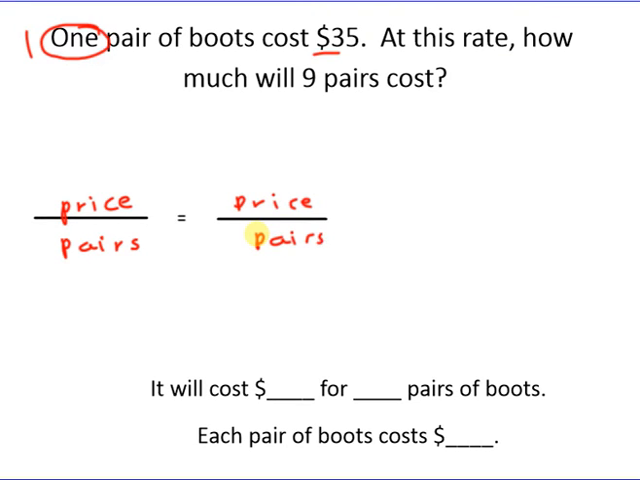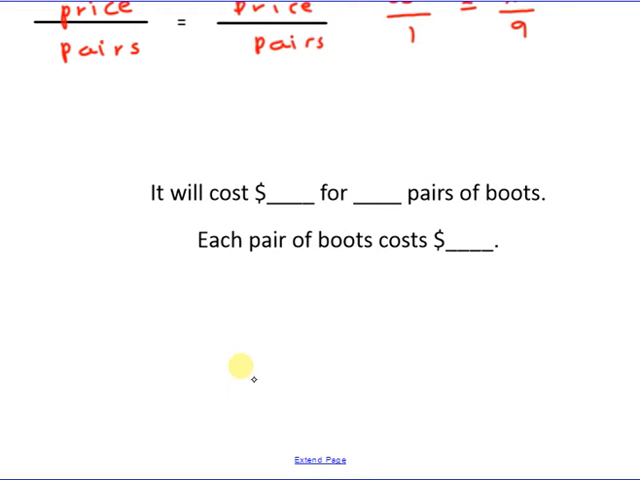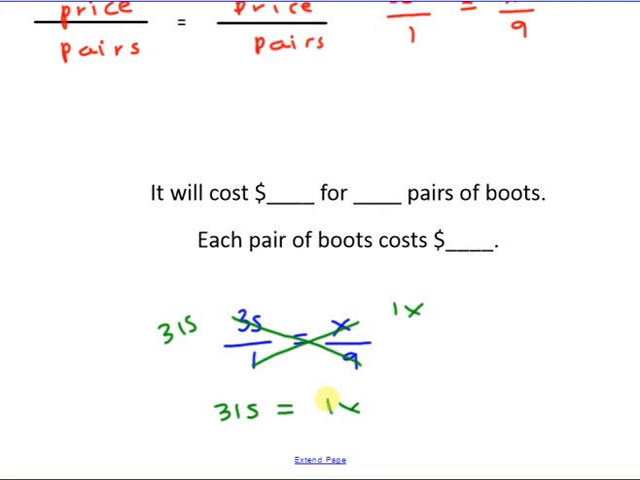pairs. So we have 35 over 1 equals x over 9. Okay? So let's take a look at how we're going to solve this here. 35 over 1 equals x over 9, because we need to know the price for 9 pairs. So 1 times x is 1x. 9 times 35 is 315. So we have 315 equals 1x.